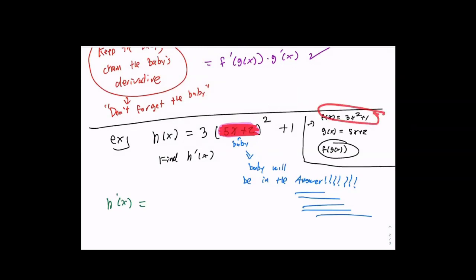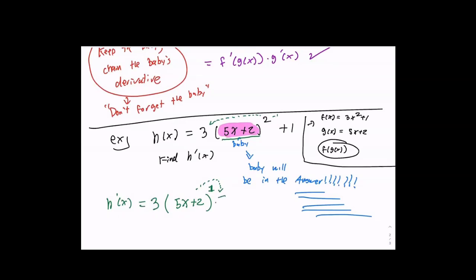Bring down the 2, subtract by 1, and that's it, right? That's what I would do, and that's what we're going to do here. All we're going to do is bring down the 2 in front. I'm going to leave the baby and then subtract the power by 1. So the derivative of this is 3 times 2, I leave the baby, to the power of 1. I leave the baby inside. And then I chain times the derivative of 5x plus 2.